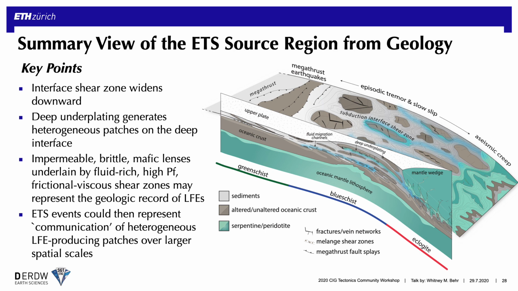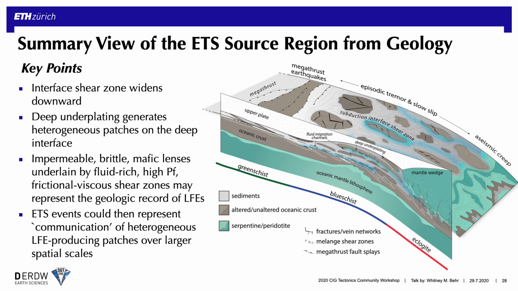rheological heterogeneity is in the form of brittle, impermeable mafic lenses often surrounded by mixed mode melange belts that are fluid rich and that host high fluid pressures. And these paired mafic lenses and melange belts can form lineaments in both the along strike and down dip directions, and they appear to scale reasonably well with the inferred size of low frequency earthquakes.